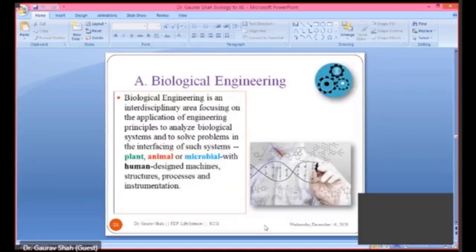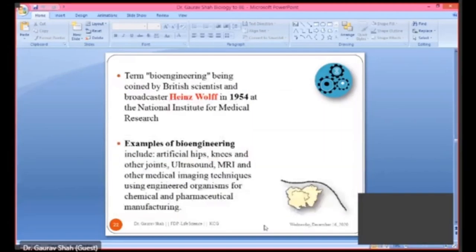The first one was biological engineering. This is an interdisciplinary area focusing on application of engineering principles to analyze biological systems and to solve problems, right? In the interfacing of such systems, whether it may be plant, animal or microbial, with human designed machine structures, processes and instrumentation. The term bioengineering was coined by British scientist Wolf in 1954, at the National Institute of Medical Research. Now, these are the examples of bioengineering.